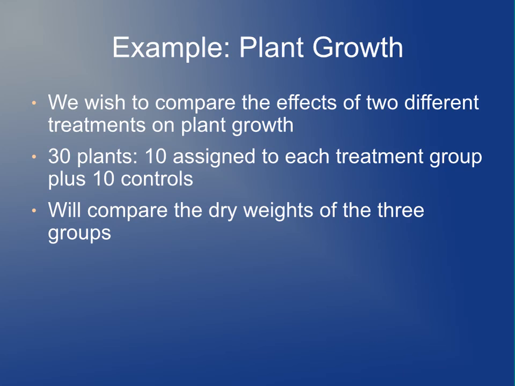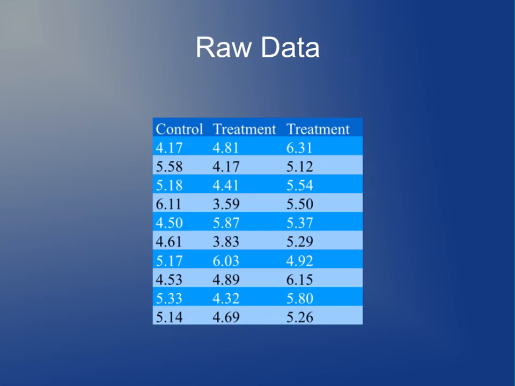Here's an example of reading data into R. This is a data set that's built into R, although I'll post it on Sakai so that you can practice doing this yourself. This is a data set on plant growth. In this particular experiment, there are 30 plants with 2 possible treatments. 10 plants got treatment 1, 10 plants got treatment 2, and then there's also 10 controls. We want to compare the dry weights of the plants in these 3 different groups.